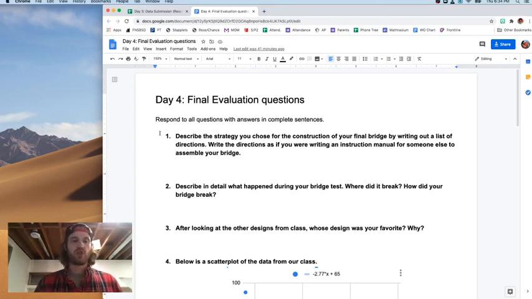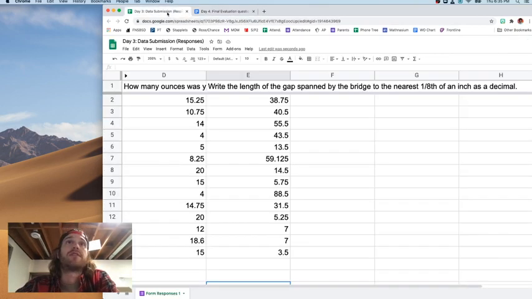Hey everyone, just wanted to real quickly walk through what we did as a class for our class data, and also give you guys a chance to kind of understand the directions for this last assignment.